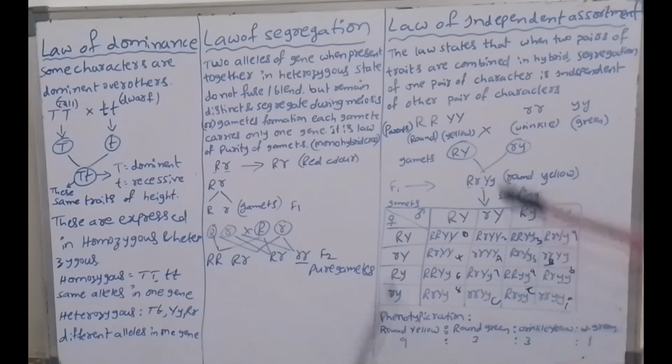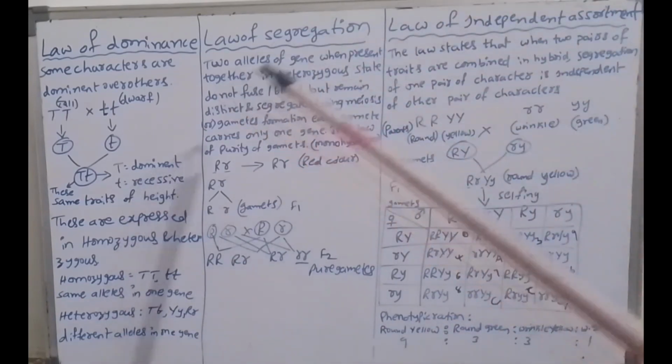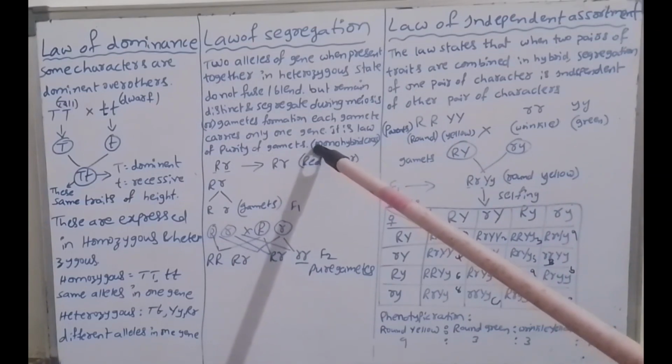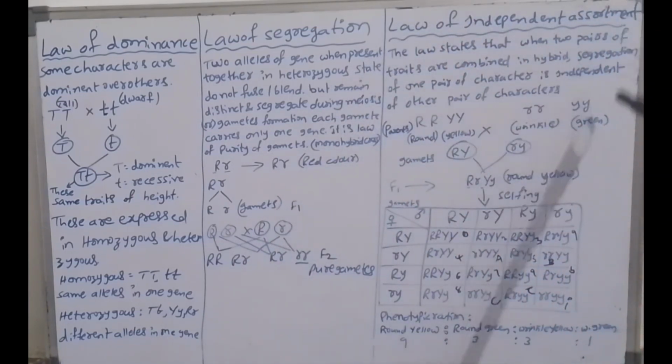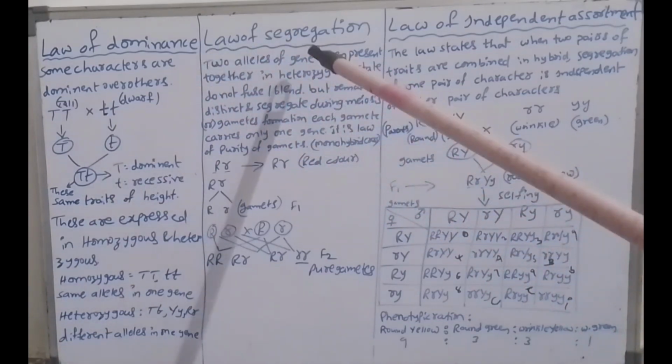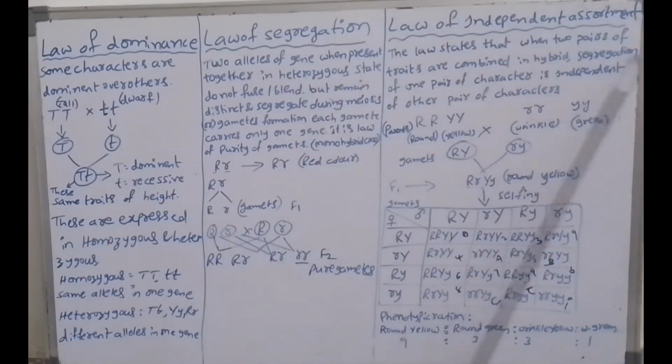So the total phenotypic ratio of independent assortment is 9:3:3:1. This is possible in a dihybrid cross. The law of segregation is possible in a monohybrid cross. The law of independent assortment is possible in a dihybrid cross. So these are the law of dominance, law of segregation, and law of independent assortment.